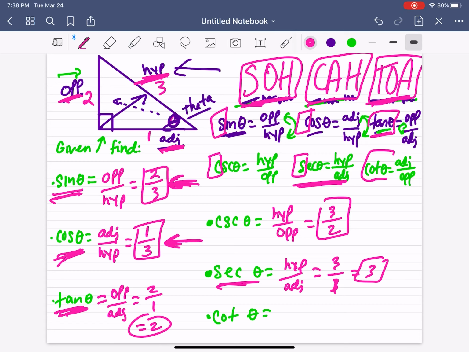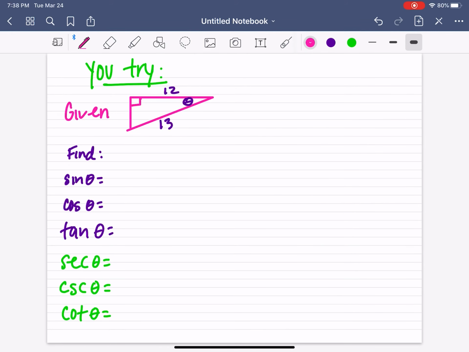The last one is cotangent. Cotangent is adjacent over opposite. And looking at our triangle, the adjacent side is 1, the opposite is 2. And as you can see, the cotangent of theta is the reciprocal of tangent. So go ahead and try this on your own. Pause the video, work it out in your notebook.